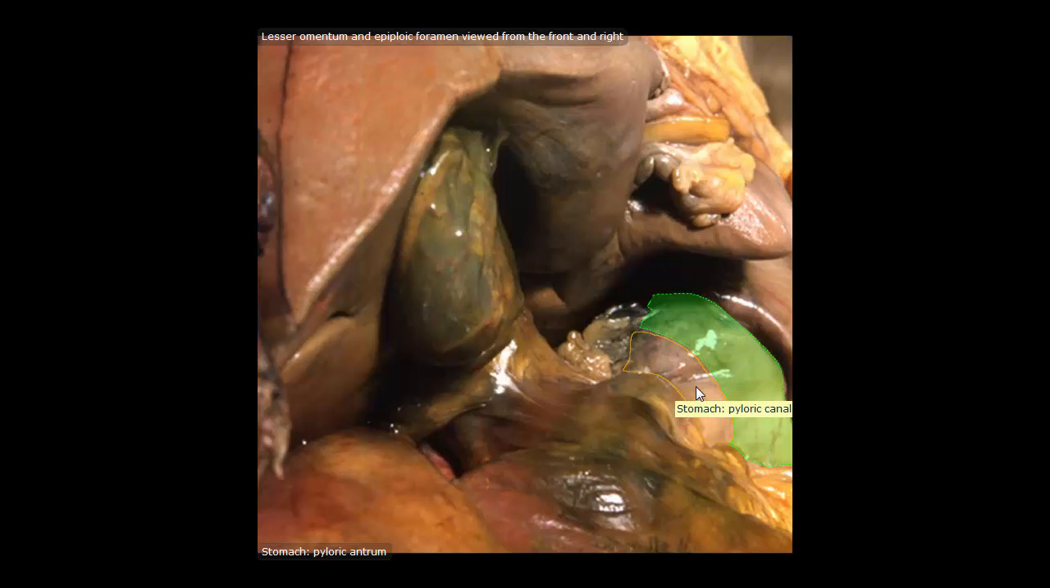Here's the pyloric antrum, continuing to the pyloric canal, which will then go into the pylorus. And we know that after the contents pass through the pyloric sphincter, it ends up in the duodenum. Yeah? First, second, third part is not in view here.